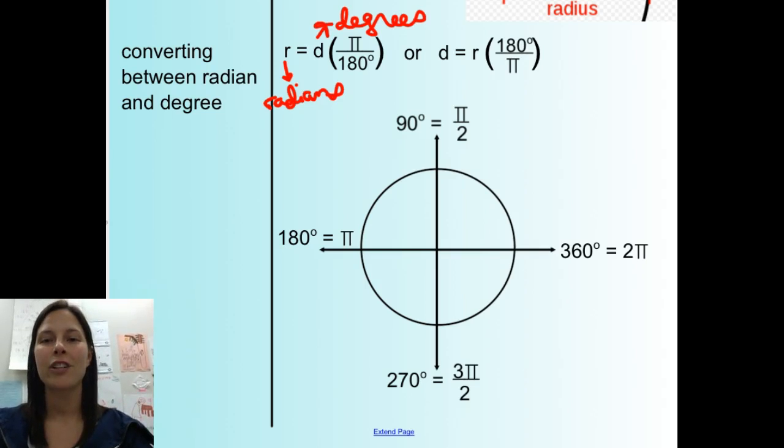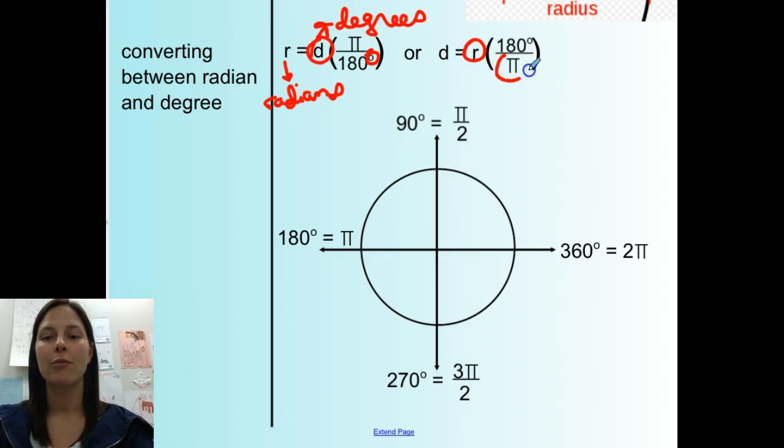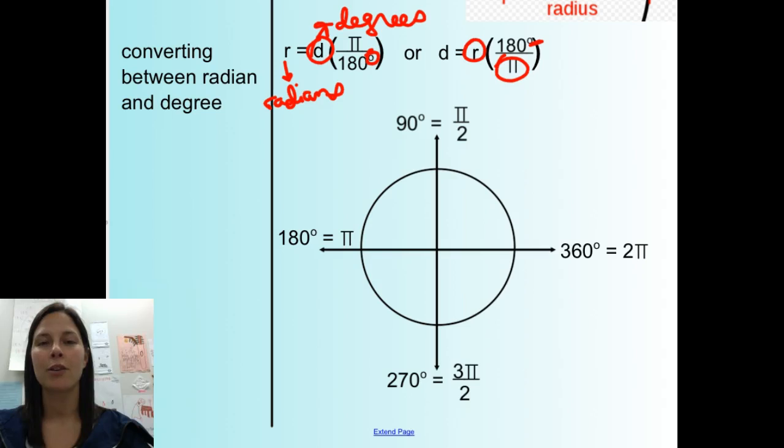What I do, instead of trying to memorize these formulas, is I set it up so that the units I want to cancel are divided by each other, and the units I want left are in the numerators. So if I know the degree measure, I will divide by degrees so they cancel, leaving me with my answer in radians. If I know the radian measure, I will divide by pi radians so that my answer is left in degrees. And then we have a circle set up here with some common conversions between degrees and radians that you will want to become familiar with.